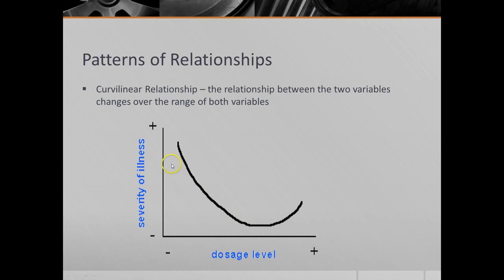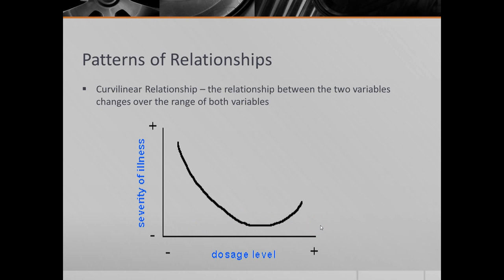So dosage level and severity of illness. A low dose, you'd have a lot of severity in the illness, and then you'd have, I guess, the proper dosage, and you would have a low severity of the illness, and then you might overdose, and perhaps the severity goes back up again. So the relationship changes over the range of both variables.